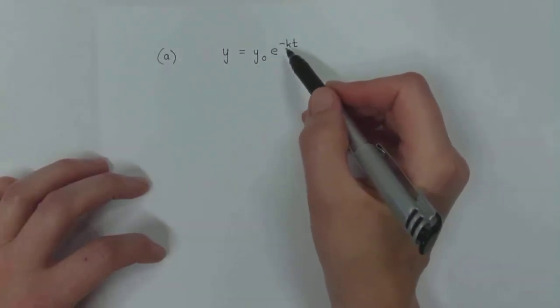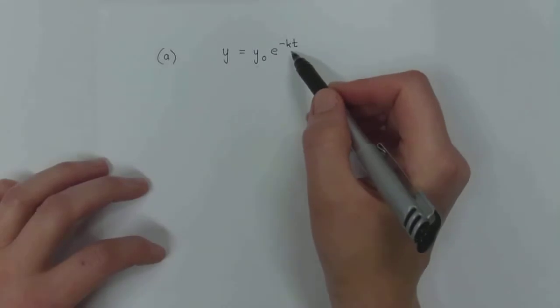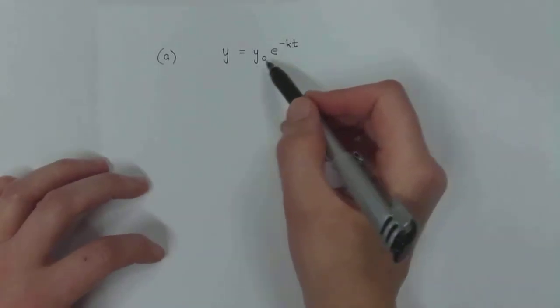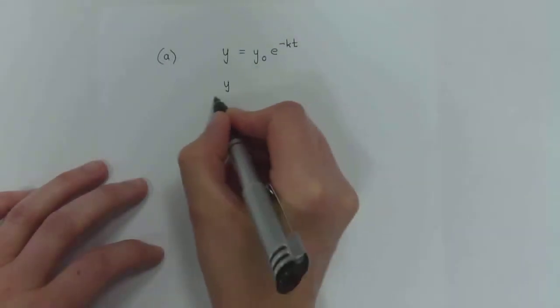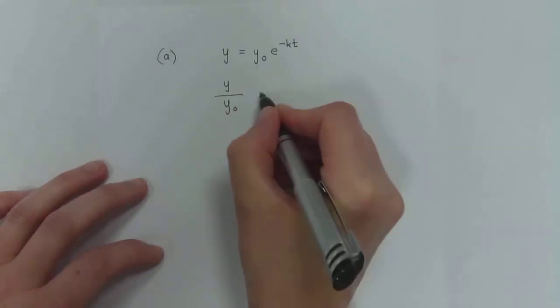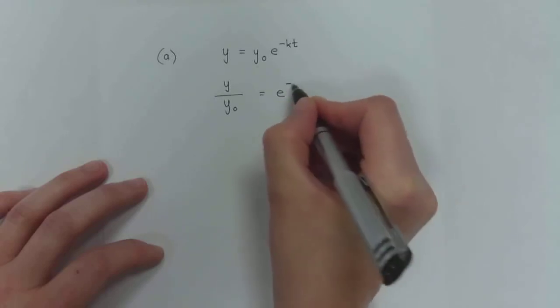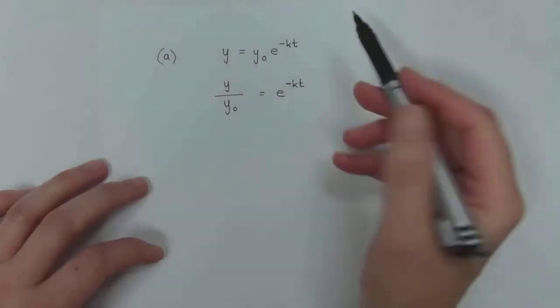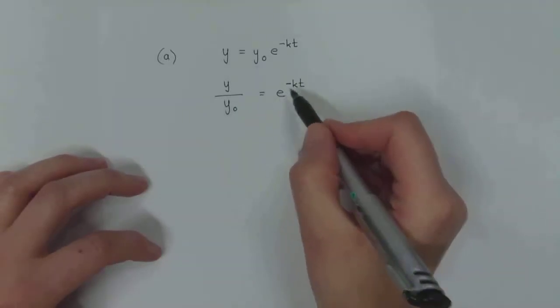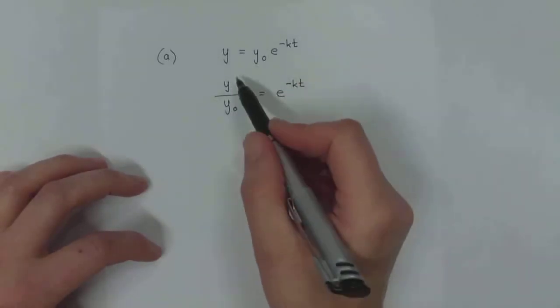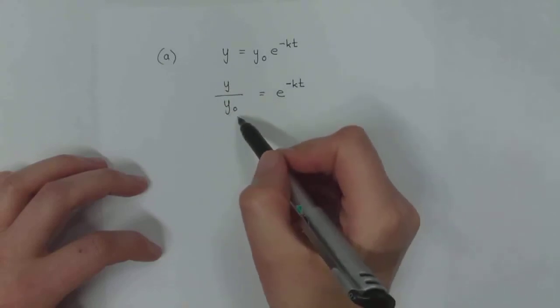Okay, right, so now I want to make k the subject of the formula. So the first thing I need to realize is I'm going to have to divide both sides by y0. So I've got y divided by y0 is then equal to e to the power of minus kt. Now, this then is an exponential equation. So I've got the base to the power of minus kt is then equal to that y over y0.